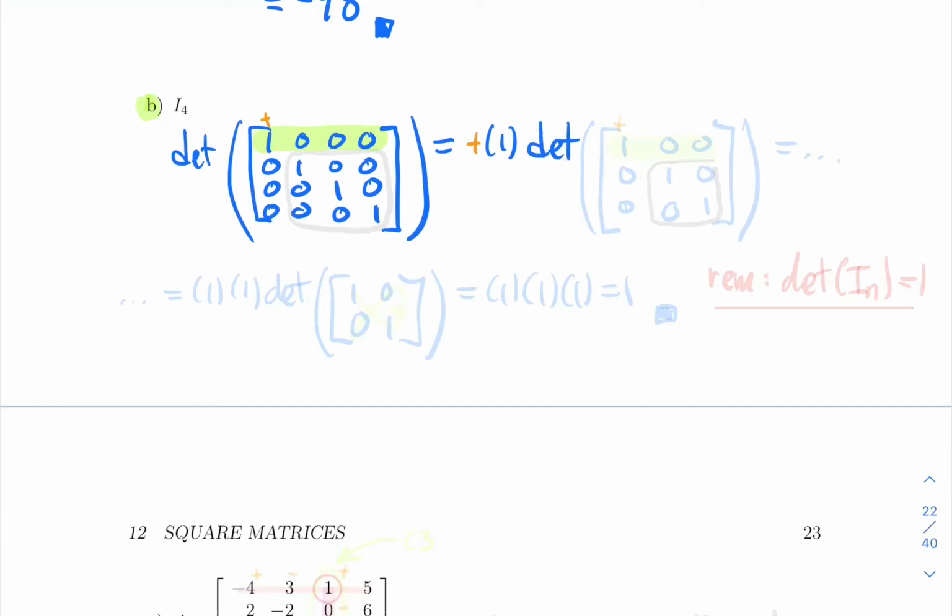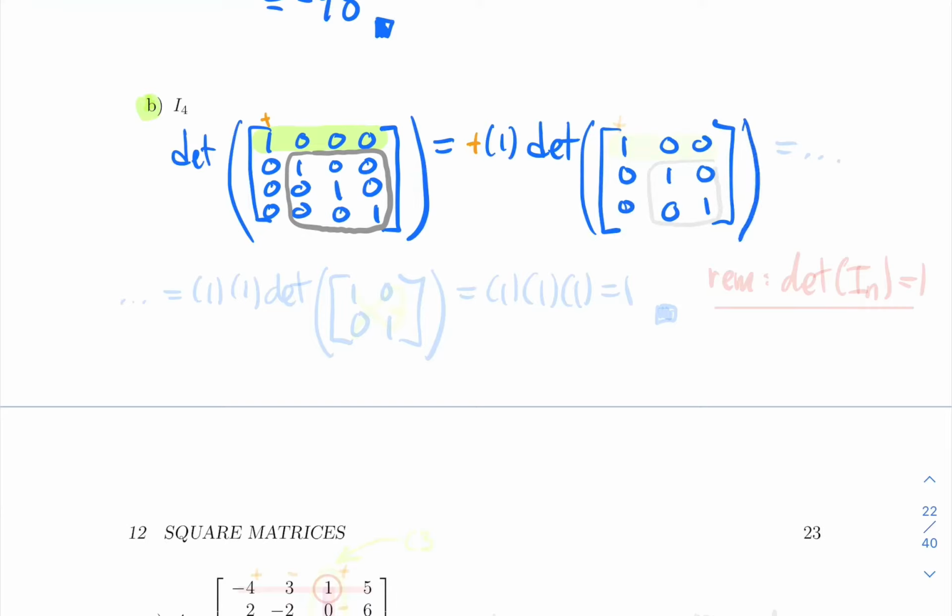And here, because there's only one, it's actually not too bad. I can just circle the sub 3 by 3 matrix when I'm expanding around the 1 at position 1,1. So 1 times the determinant of 1 0 0, 0 1 0. Here I remove row 1 and column 1, and then it's a rinse and repeat process.